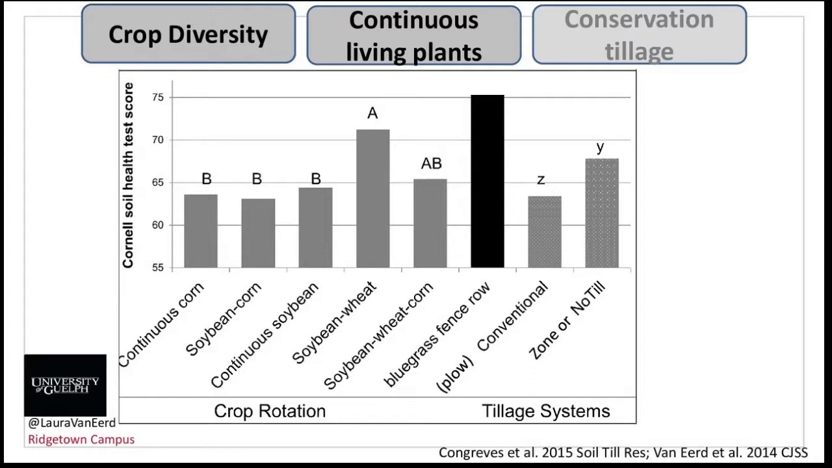It's not just what's going on in the top 6 inches. You have to consider lower depths. What I can tell you is that when we sampled at the long-term tillage and crop rotation trial at Ridgetown, when we sampled to the 1 meter depth, winter wheat increased soil organic carbon to that depth. All right, so we see the value of winter wheat in the rotation.